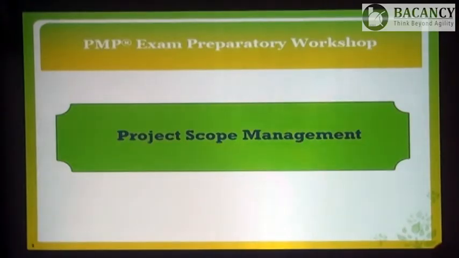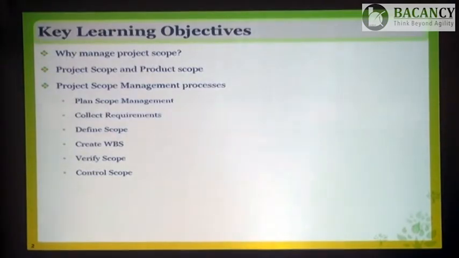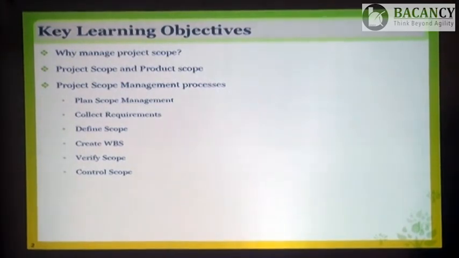So let's get started with project scope management. The objective here is why manage project scope. We need to understand the difference between project scope and product scope. These are the processes of project scope management: plan scope management, collect requirements, define scope, and create WBS. These are the processes in planning, and verify scope and control scope are from the monitor and control side.